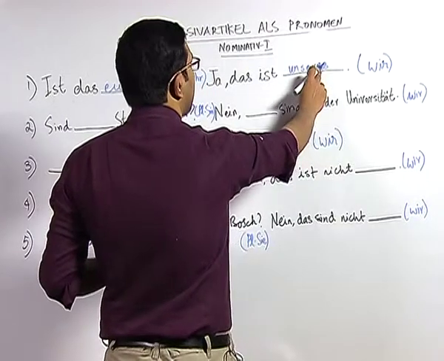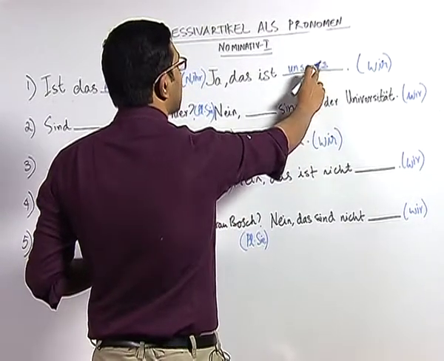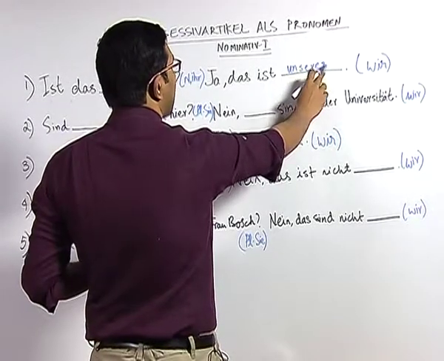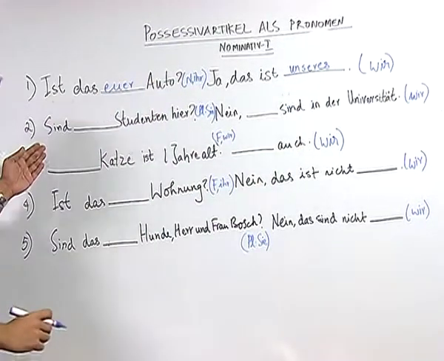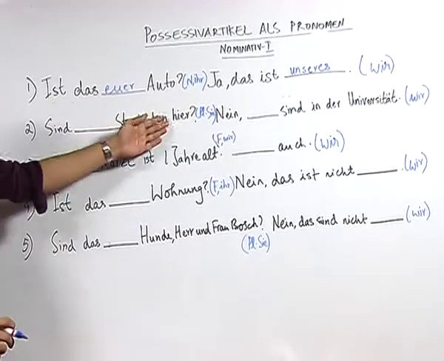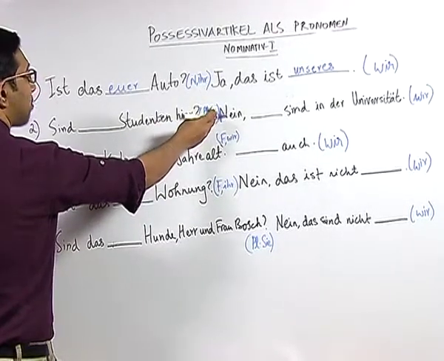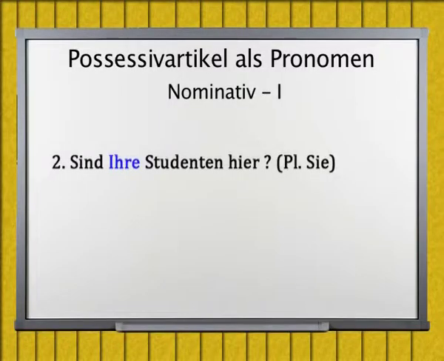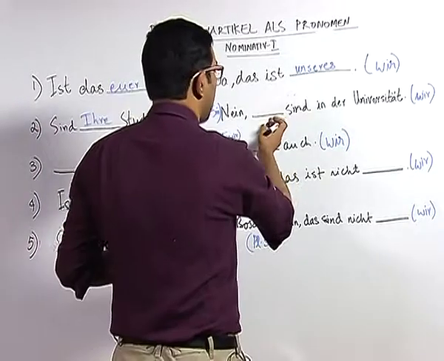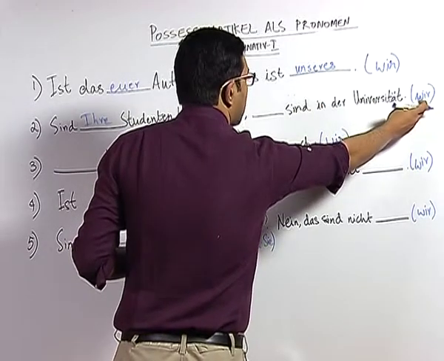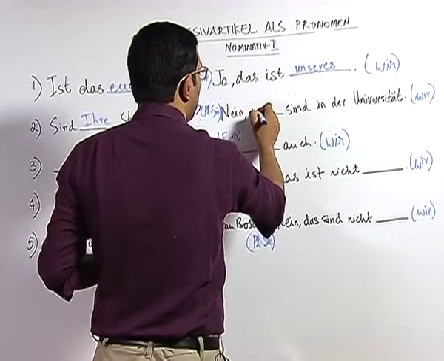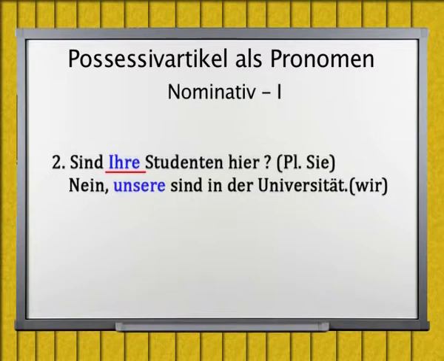As you know, we are adding the E here because the SE comes between 2 consonants R and S. Now, let us look at sentence number 2. Sind Studenten hier? Here we have the Q in bracket, plural for Studenten, and Z is the second person pronoun in plural. So, we write here sind ihre Studenten hier, and we say nein, looking at the pronoun which is in the bracket, wir, we have the plural article here, unsere sind in der Universität.